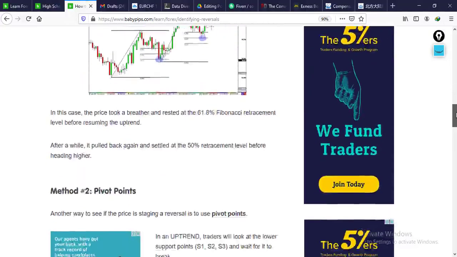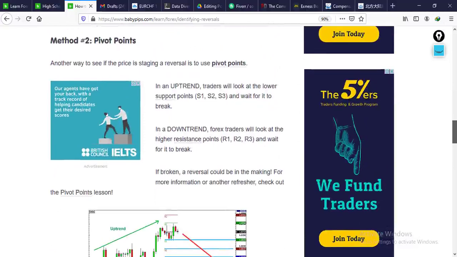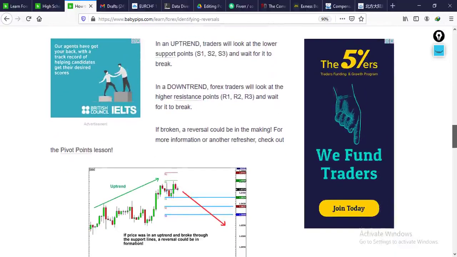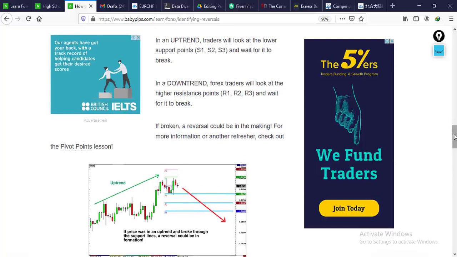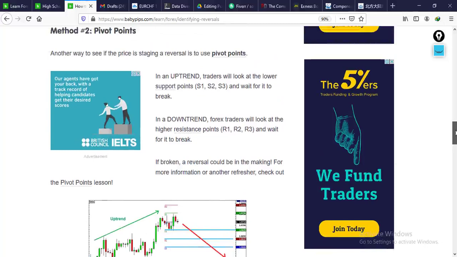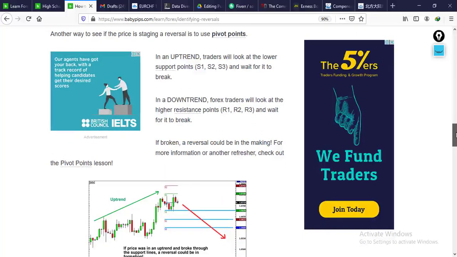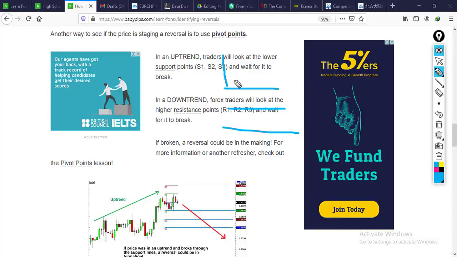Moving ahead to the next method, pivot points. You recall we learned about pivot points. What most traders will do is put pivot points on the chart and wait for price to do one of two things. If it is an uptrend, traders will look at the lower points, support one, support two, and support three. If price breaks support one, breaks support two, and breaks support three, this is no longer a retracement but rather a reversal.